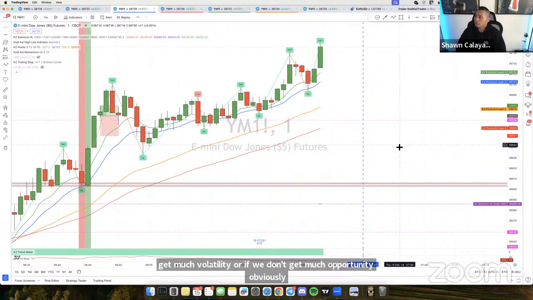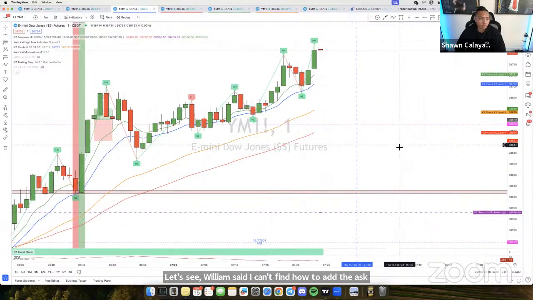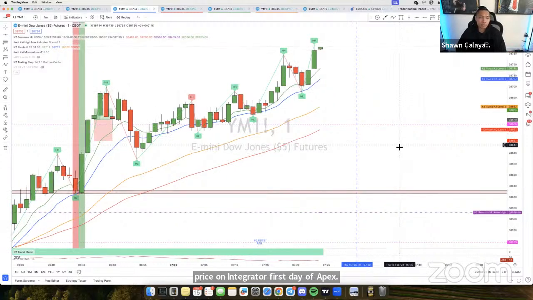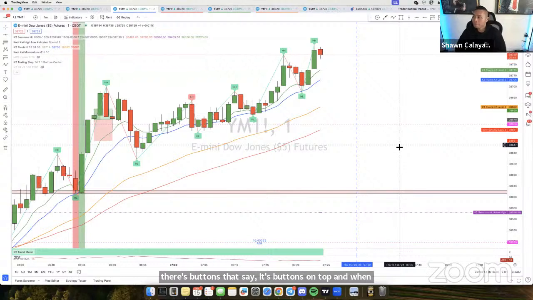Let's see. William said, I can't find how to add the ask price on NinjaTrader, first day of Apex. Well, what I do is I enter my trades on the chart. So you open the chart window, and on the top there are buttons, and when you click on it, it says Chart Trader. That's what I use. So if you want to use that, William, you can.